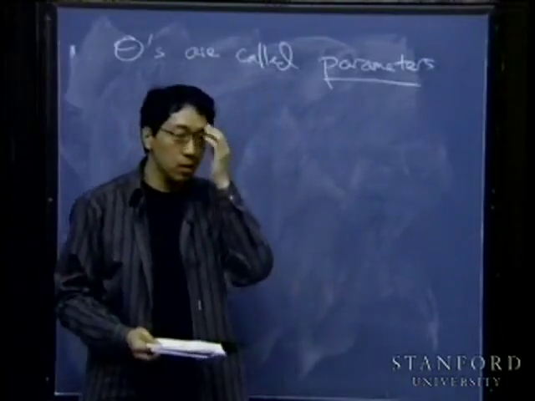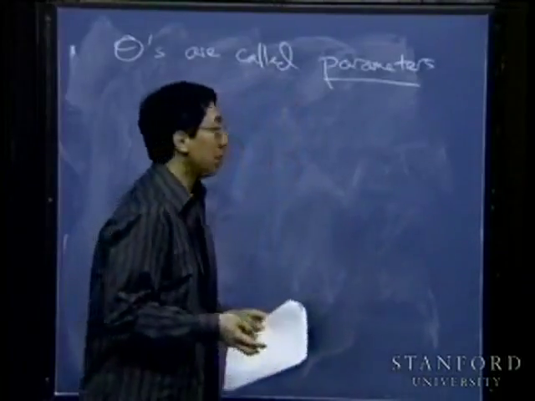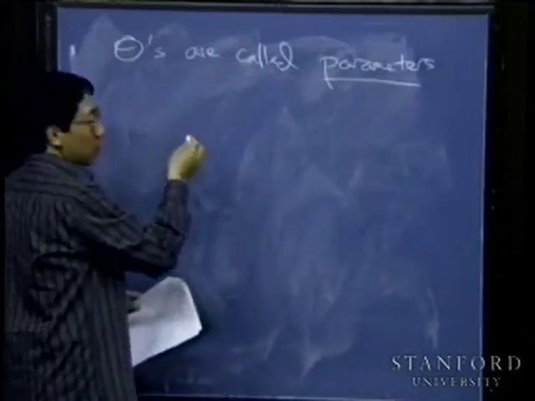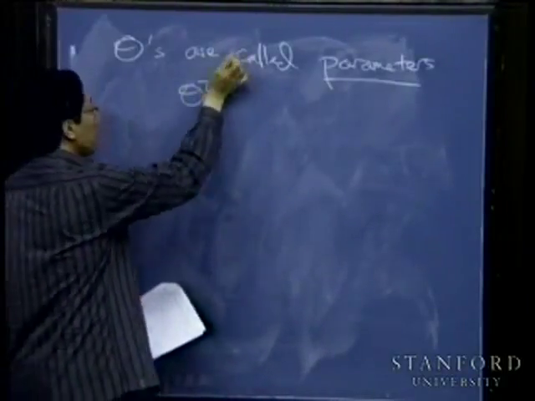Yeah. What is the engine? Oh, transpose. Sorry, right. So we write theta transpose x, the inner product between two vectors.